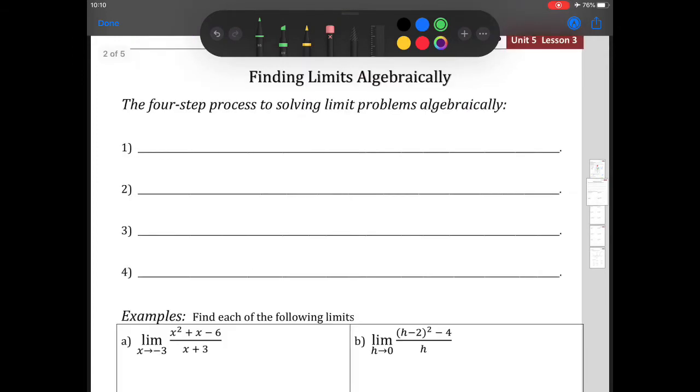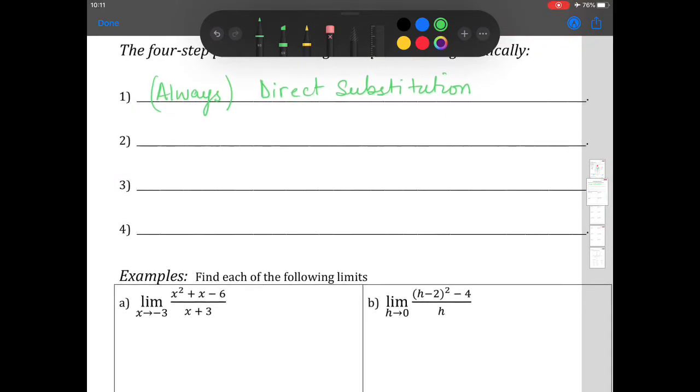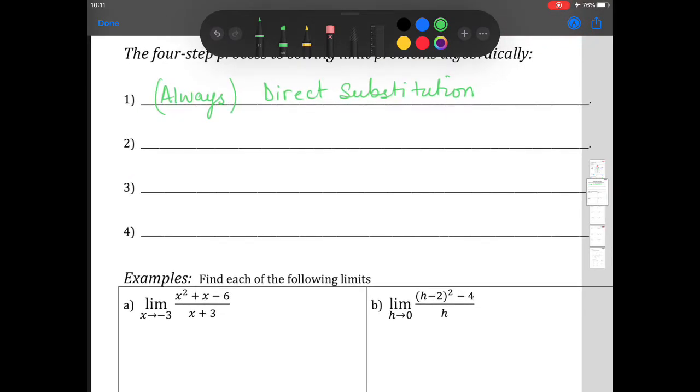Now, how do we find limits? How do we work with this whole process? The 4-step process to solving limit problems algebraically. You always start with, if it's graphs, you can just read it. If they're equations, you always try direct substitution. The only time you'll not try direct substitution is when you get a denominator of 0. So if direct substitution didn't work, which is when you'll get the denominator of 0, right?